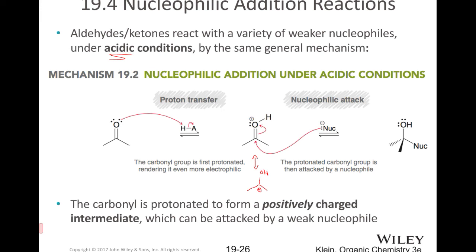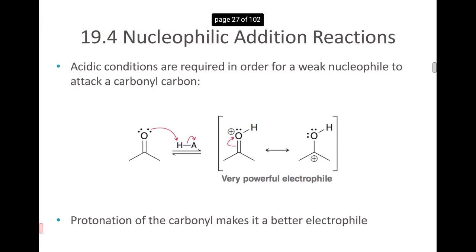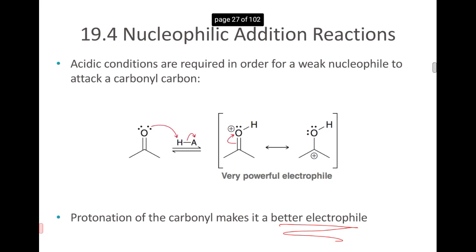So that's acid and base conditions. Acidic conditions are required in order for a weak nucleophile to attack a carbonyl carbon. A weak nucleophile is not going to just attack a carbonyl unless the carbonyl is protonated, because then it becomes a much better electrophile. It's a much stronger electron seeker because it's going to have an actual positive charge shared between the oxygen and the carbon, shown in those resonance structures.